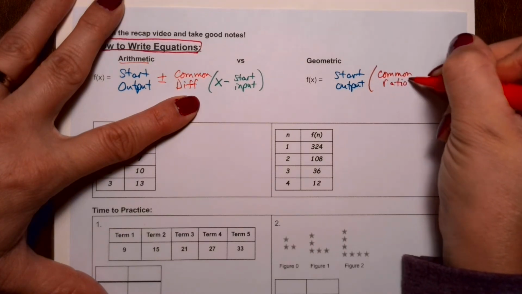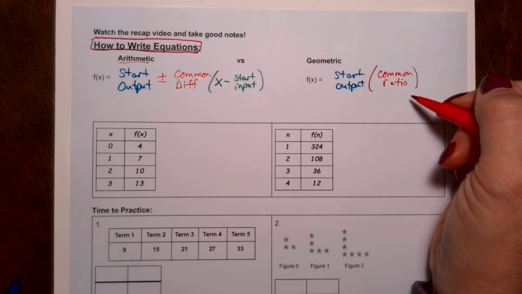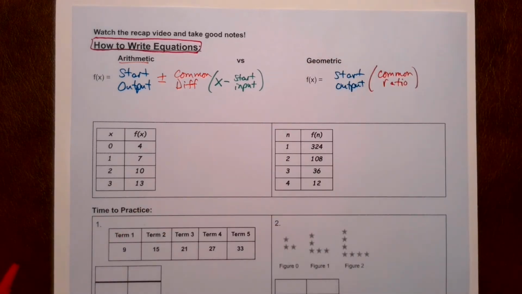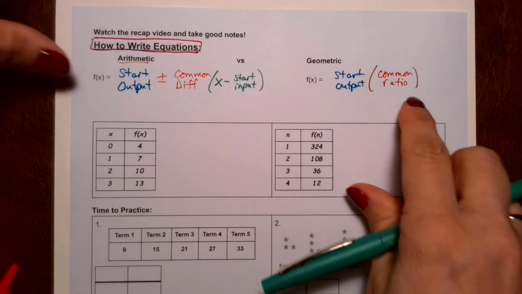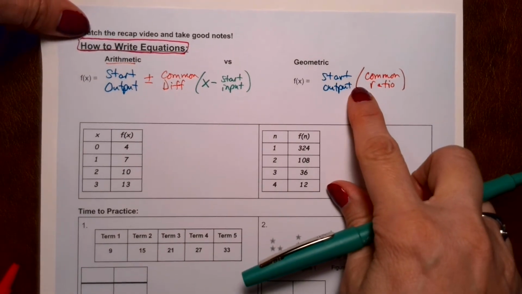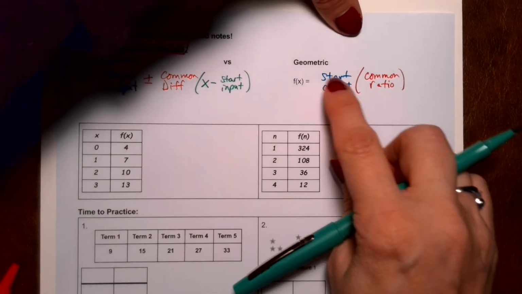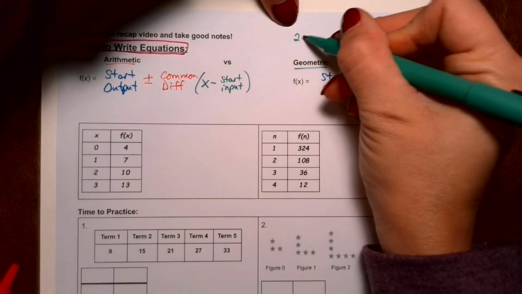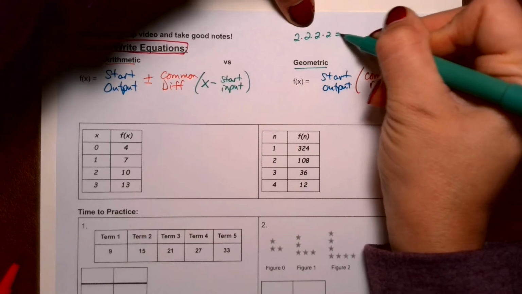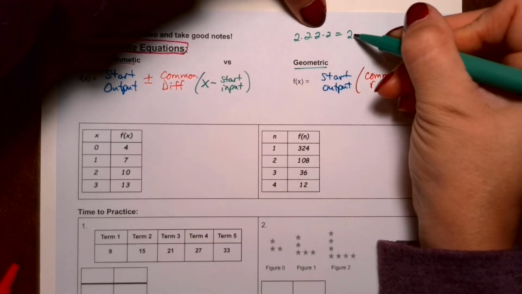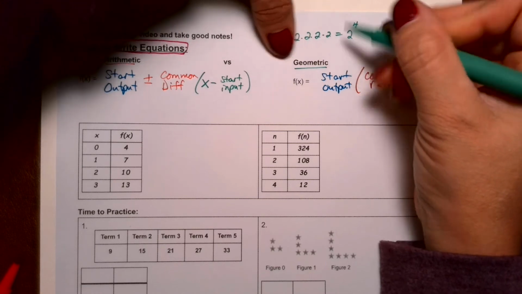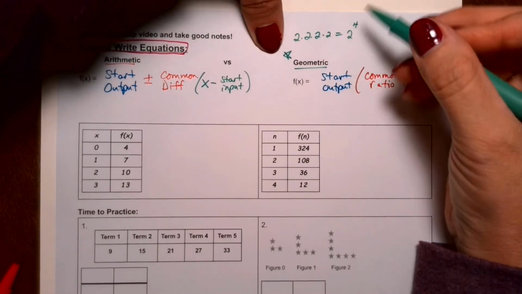ratio. Please use parentheses for your common ratio and don't use a times sign. The reason is the equation is going to have an x, and you don't want to have another x for your multiplication sign. Now, geometric means multiply. So if I have 2 times 2 times 2 times 2, I can quickly write that as 2 to the power of 4. So geometric, write down this little note.